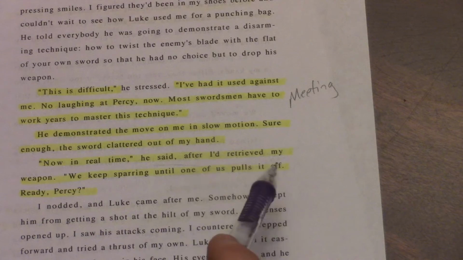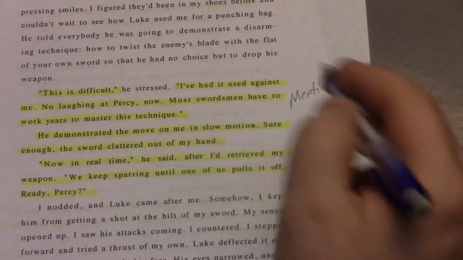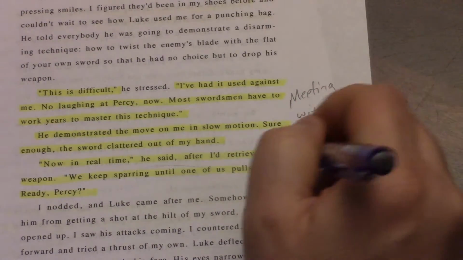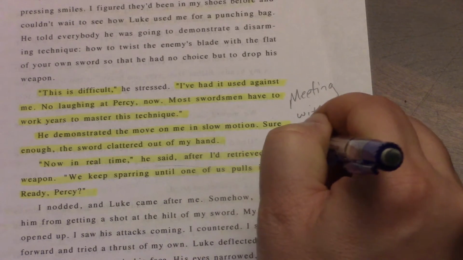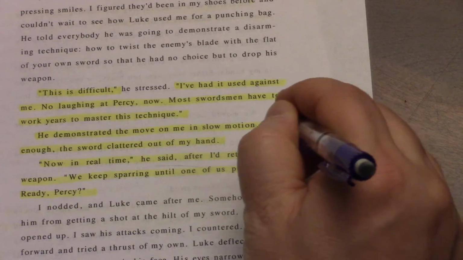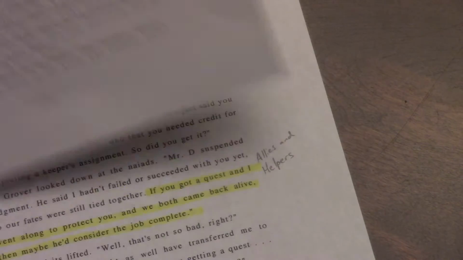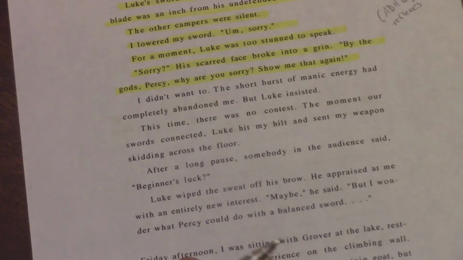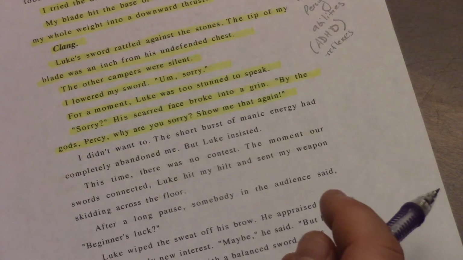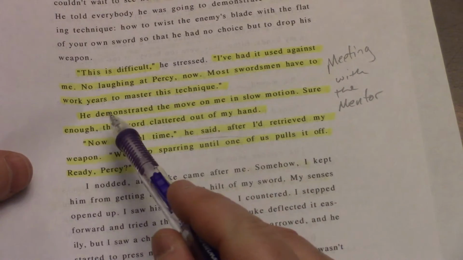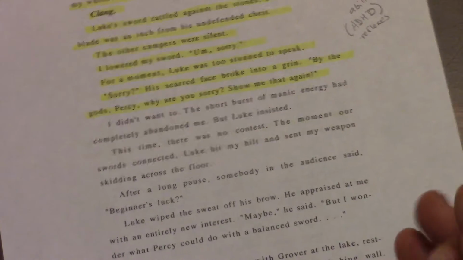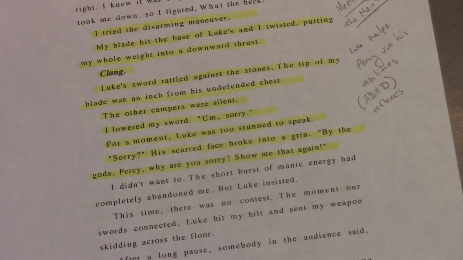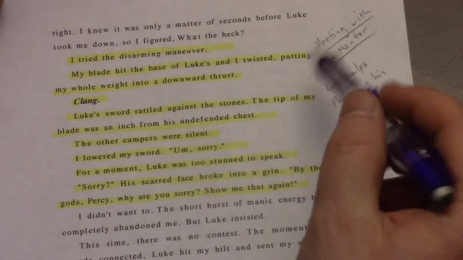So then they do it in real time, and he's able to teach Percy this move. And that is proven, so I just put meeting with the mentor here for this one. That is proven on page 111 here. This was 110 when I talked about the demonstration of that technique. And then on page 111, this is where it's kind of proven.